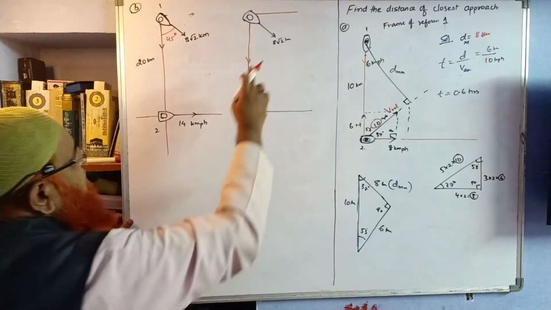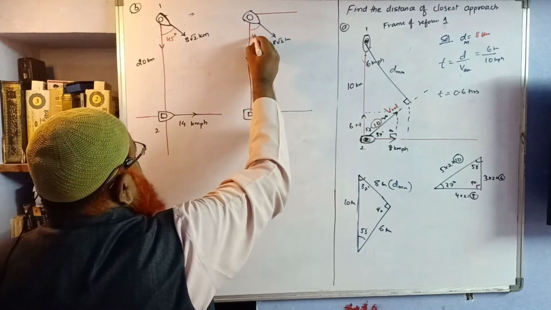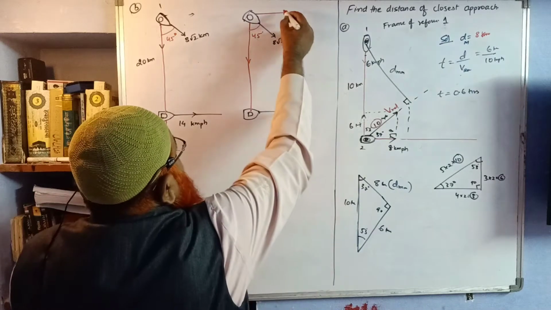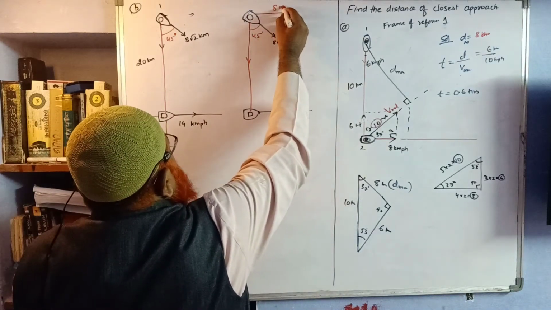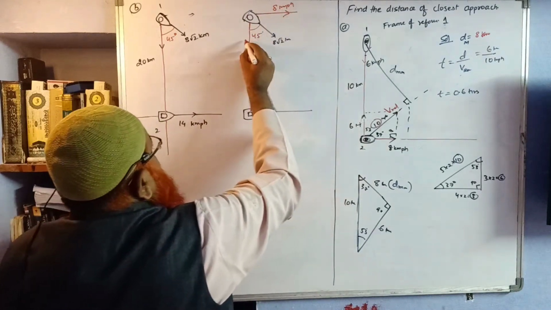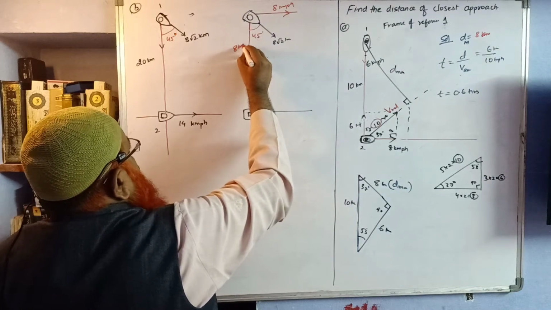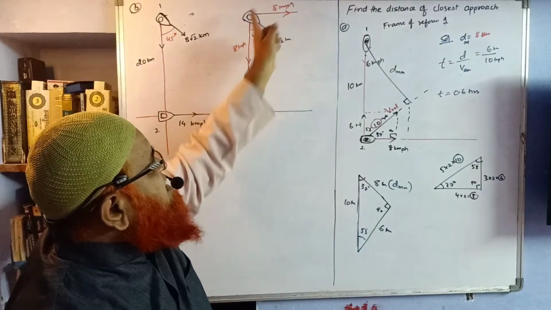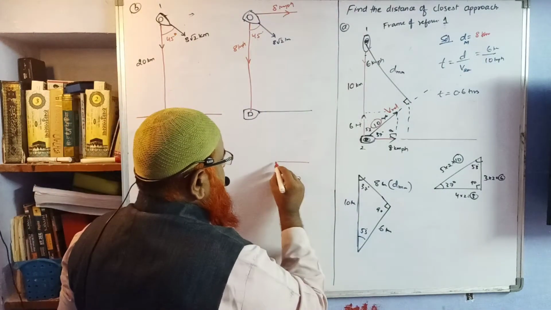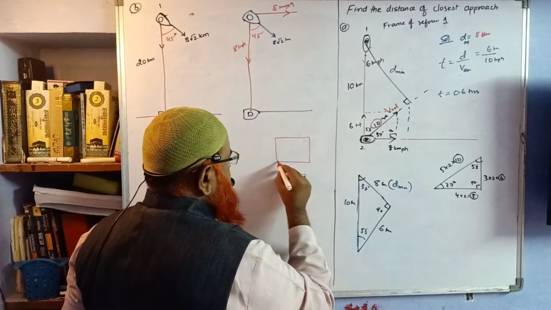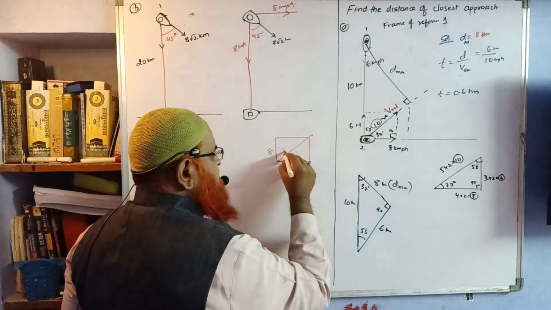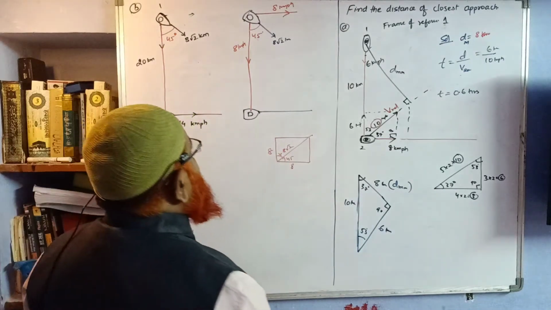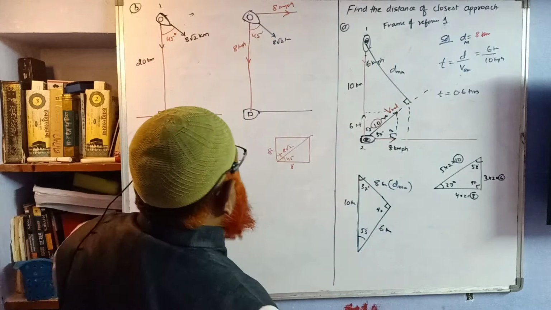So what are the components? If the hypotenuse is 8 root 2 and the angle is 45 degrees, definitely this side will become 8 kilometers per hour and this will become 8 kilometers per hour. Because if two sides of a square are 8 and 8, definitely the diagonal is going to be 8 root 2, because this is 45 degrees and this is also 45 degrees. So this is 8 kilometers and this is 8 kilometers.